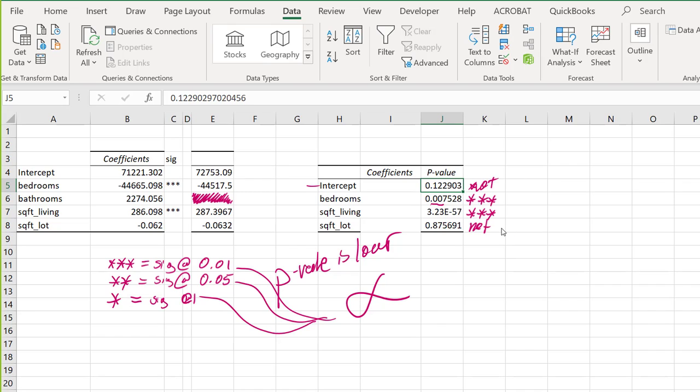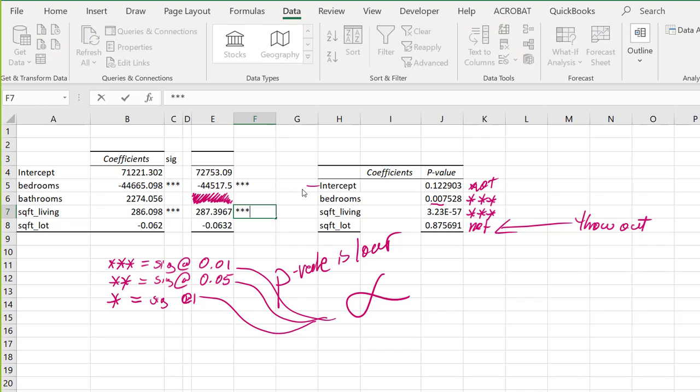And so now what I'm going to do next is I'm going to throw this one out. But before I do that, I'm going to come and put these little stars up here. Bedrooms, significant, 1, 2, 3. That one doesn't exist. This guy, square foot living, significant, 1, 2, 3. This guy, not significant. And now I have 3 variables, one of which is not significant. I'm going to throw that one out. We go back and do it again.